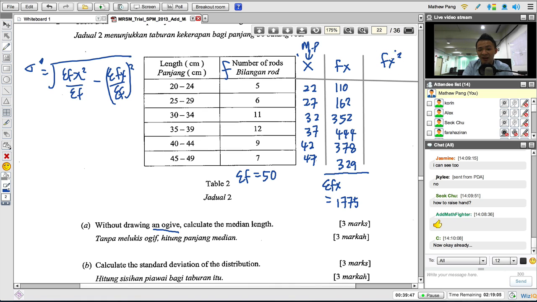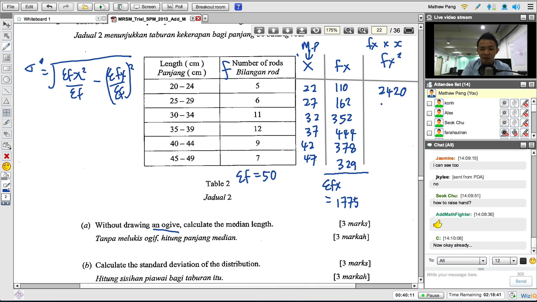What is the meaning of fx square? Fx square means fx multiplied by x. So that means this one multiplied by this one. Okay, I hope you actually see that. So it will be 110 multiplied by 22. Normally this number can be very big. But in this case, I think it's not that big, because sometimes it can go up to 6 digits.